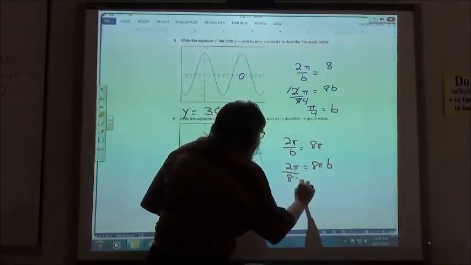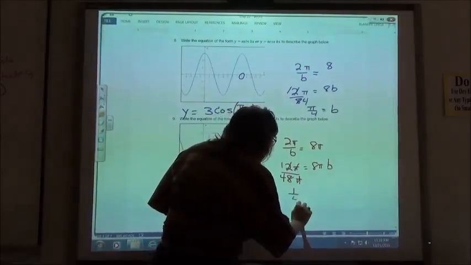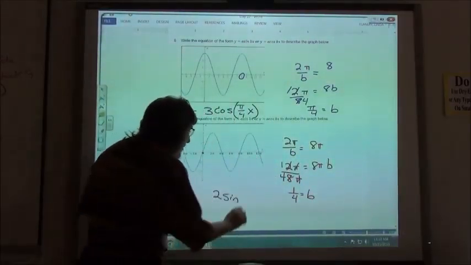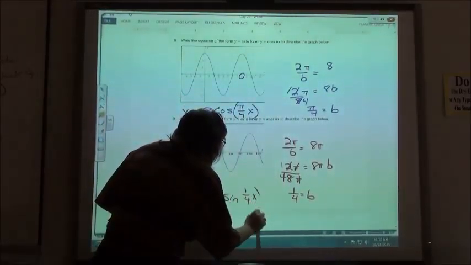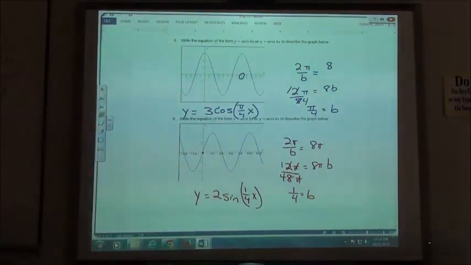If I divide by 8 pi, those cancel out. I get 1 over 4 for my b value. So 1/4 x. So y is going to equal 2 sine of 1/4 x. Going to be the equation of my sine curve.